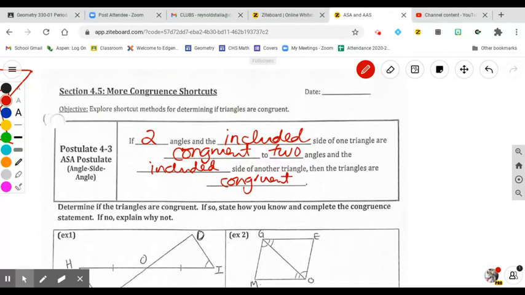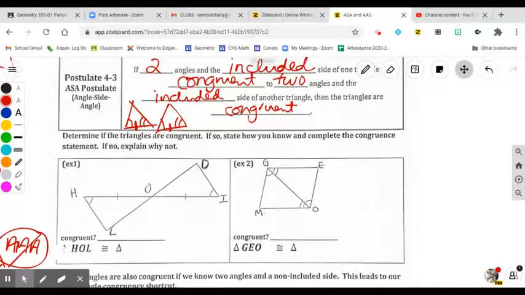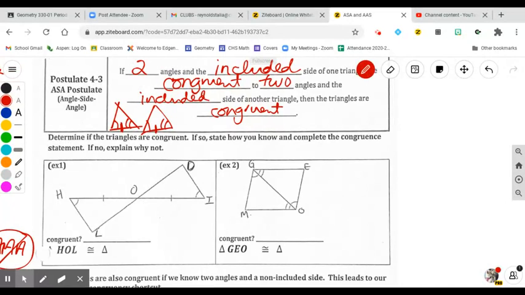So what that looks like, I'll draw a little picture in here for you, is you would have an angle with the marked side and then another angle. So this is a picture right here of what an included side is. It's a side that's between the two angles. It sort of connects the two. So you would need two triangles where you have two pairs of angles and then the side that's marked is the side between the two angles. That's angle side angle. So if we look at this first example, we're going to determine if these are congruent.